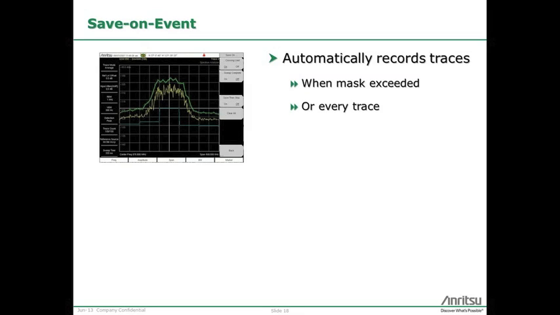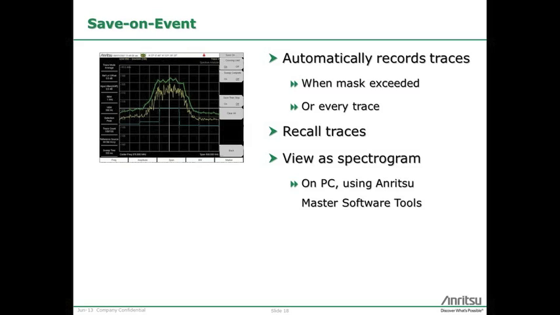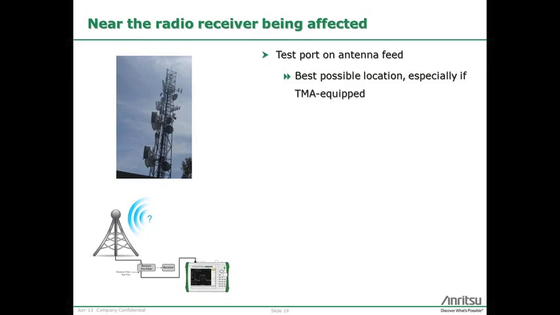A little bit more on Save on Event, where we're automatically recording traces when the mask is exceeded, or we can just record every event if we want to have lots of detail recorded in mass memory. We can recall those traces and look at them and look at the timestamp, for example, or we can view those as a spectrogram. We can take those into a PC using master software tools and show that even in normal 2 dimensions or 3 dimensions, or replay it as a video file.